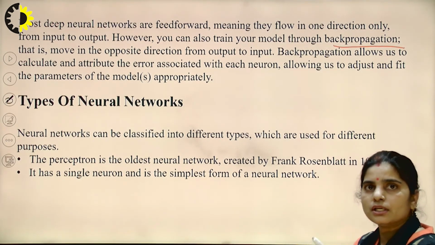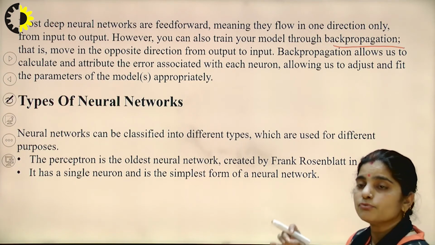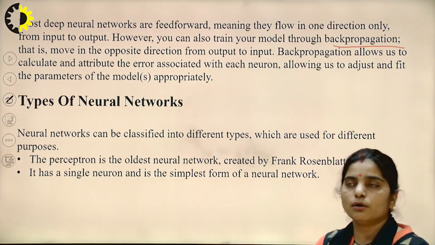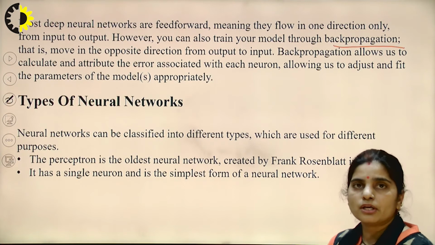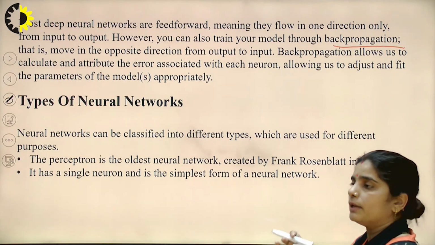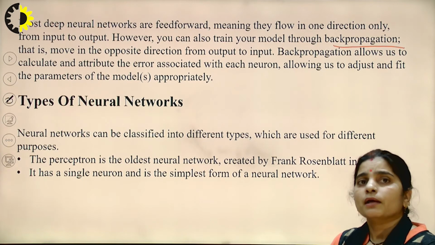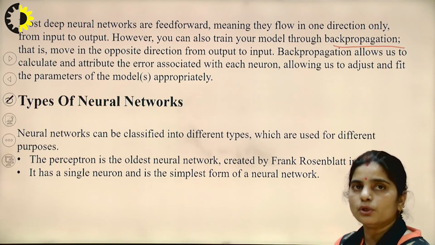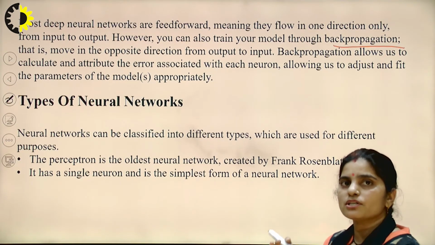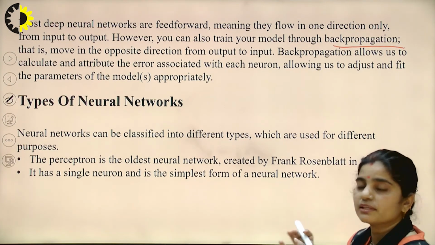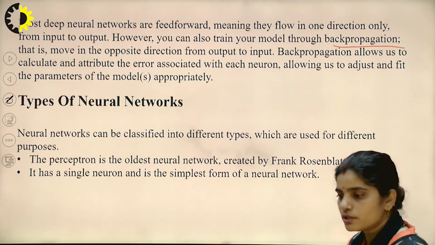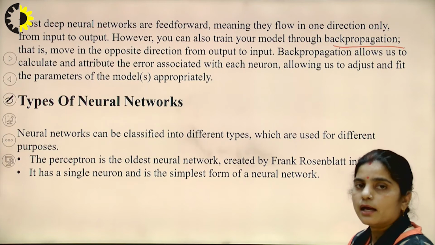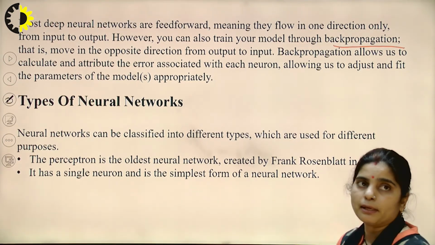Back propagation allows us to calculate and attribute the errors associated with each neuron. Through the implementation of back propagation neural networks, we can calculate and estimate the errors associated with each node, the individual nodes. So, with the use of the back propagation method, we can also adjust and fit the parameters of the models appropriately, because through the backward method we can identify at which point the error occurs and how we can resolve that particular error.